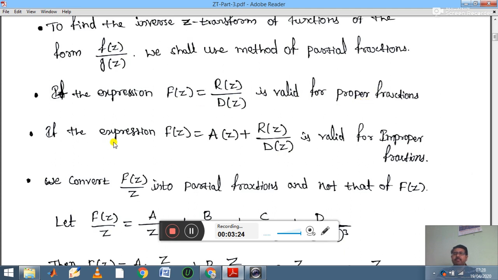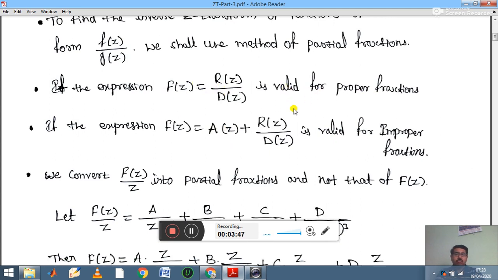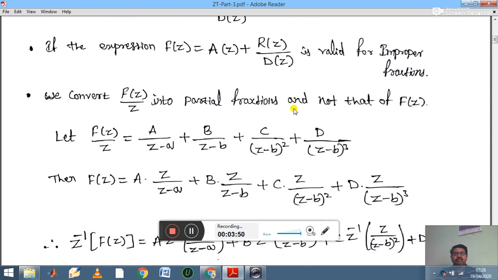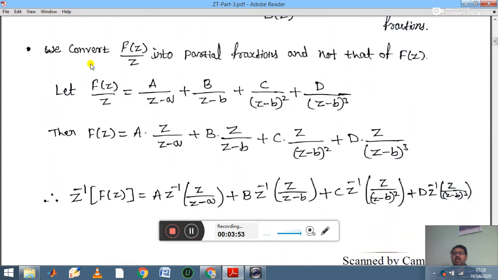In the same way, if the expression F of z is equal to a of z plus r of z by d of z, here you are getting an improper fraction. An improper fraction is nothing but whenever your numerator degree is greater than the denominator degree, then you are adding one extra term, that is a of z. So mainly we focus on proper fractions. So how to find the inverse Z transform of proper fractions? Here we convert F of z by z into partial fractions and not that of capital F of z.